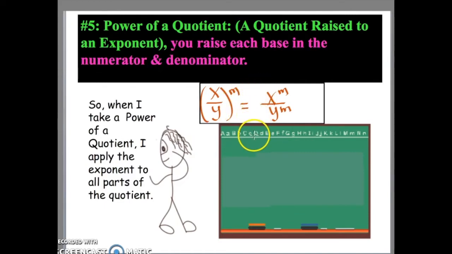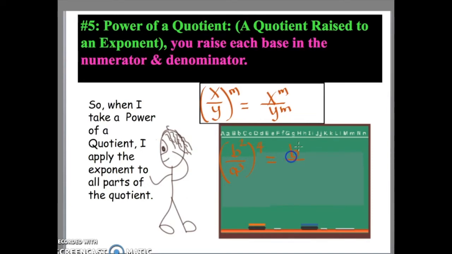Let's apply the rule. So let's look at the first example. I have b to the 2nd power over a to the 3rd. Okay, it's being raised by the 4th power. Okay, so let's apply the rule. So raise each base in the numerator, denominator to that power.